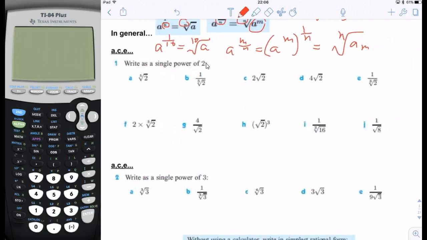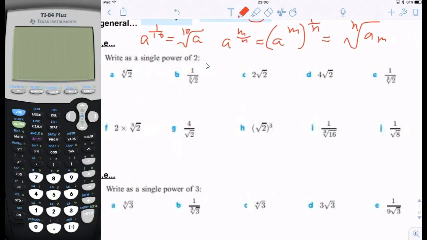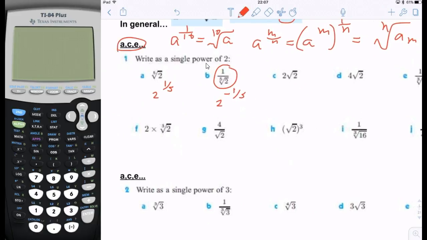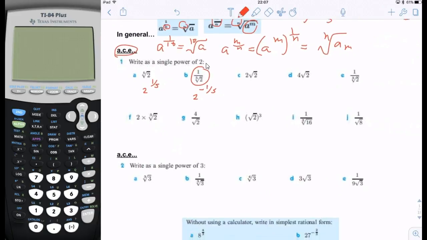Write as a single power of 2. So first I start out with 1 over the 5th root of 2. The 5th root of 2 would be 2 to the 1/5, right? We just learned that. In this case, we have 1 over the 5th root of 2, so that would be 2 to the negative 1/5. Oh, by the way, it says to do just the odd ones, a, c, and e, so we don't need to do b, d, etc.